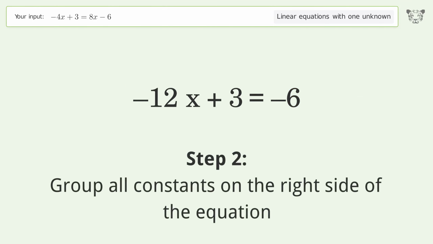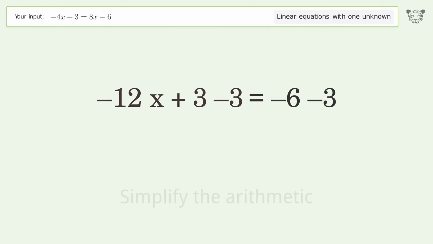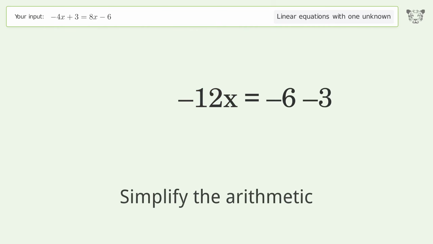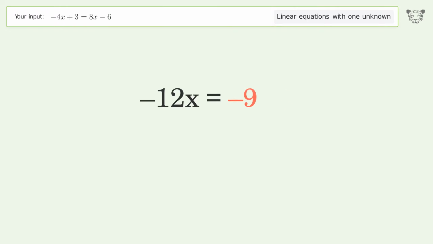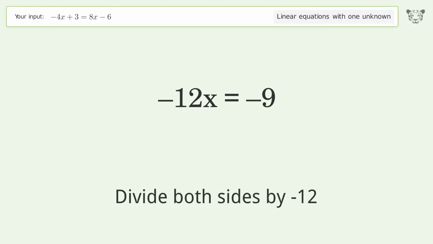Group all constants on the right side of the equation. Subtract 3 from both sides. Simplify the arithmetic. Isolate the x. Divide both sides by -12.